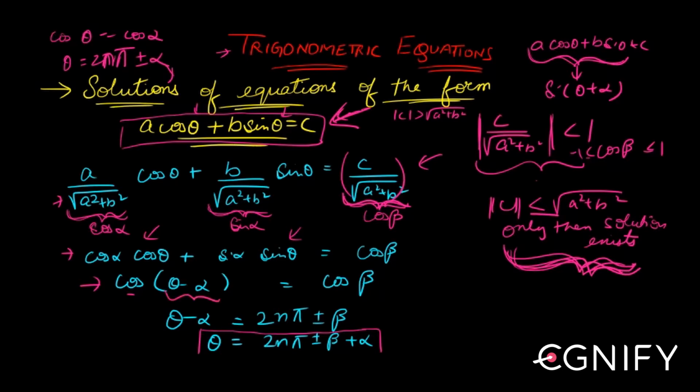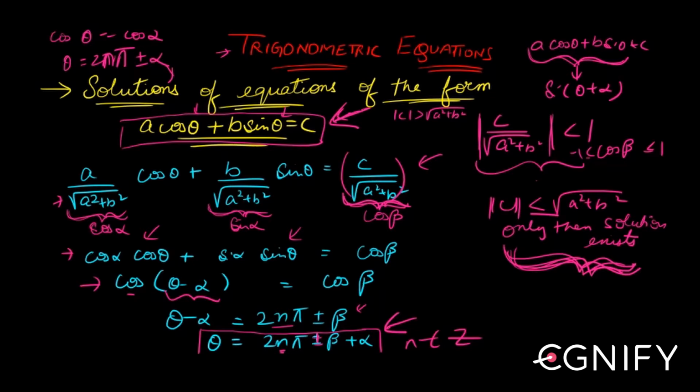So this is my theta minus alpha is equal to 2n pi plus or minus beta. So theta is equal to this, right? This is the general solution, all the thetas, where your n belongs to Z, n belongs to integers. Now as you keep changing n and as you keep taking plus beta and minus beta, you will get infinite values of theta. Those thetas will satisfy this given equation, right?